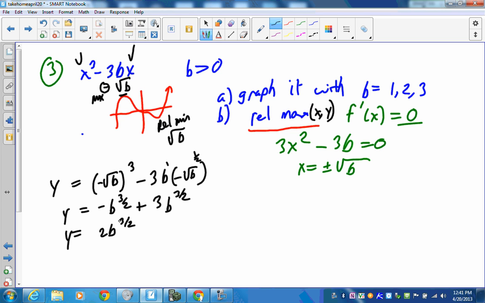And in part D, they want to know, show for all the values where b is greater than 0, that the relative max and minimum points lie on a function of the form y equals negative ax cubed. It wants to find the value of a. So let's take a look at that one.